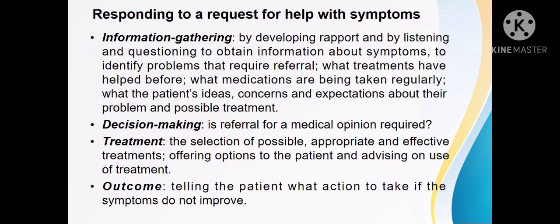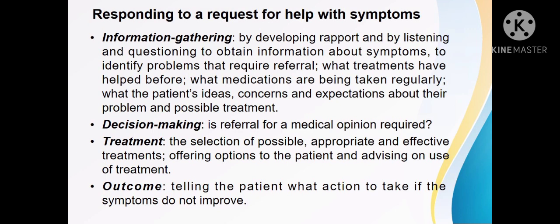There are outlines to follow in responding to a request for help with symptoms. First is information gathering, by developing rapport and by listening and questioning. The pharmacist should obtain information about symptoms, to identify problems that require referral. What treatments have helped before? What medications are being taken regularly? What are the patient's ideas, concerns and expectations about their problem and possible treatment?